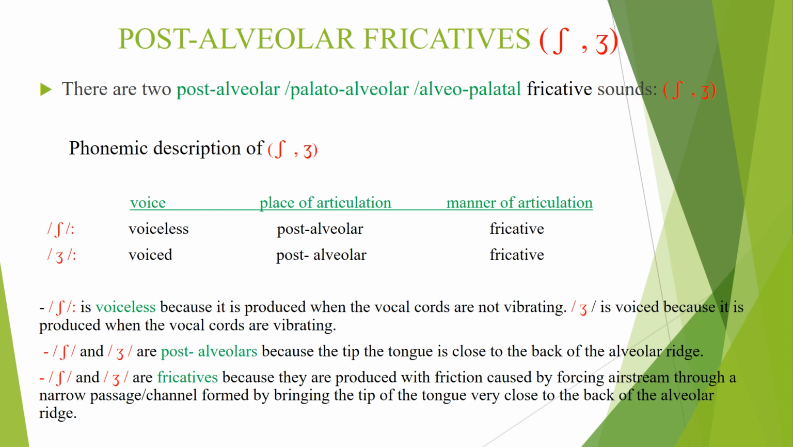Sh is voiceless because when it is produced, the vocal cords do not vibrate, whereas j is voiced because when it is produced, the vocal cords do vibrate. Sh and j are post-alveolars because the tip of the tongue is close to the back of the alveolar ridge. Sh and j are also fricatives, which is the manner of articulation, because they are produced with friction.